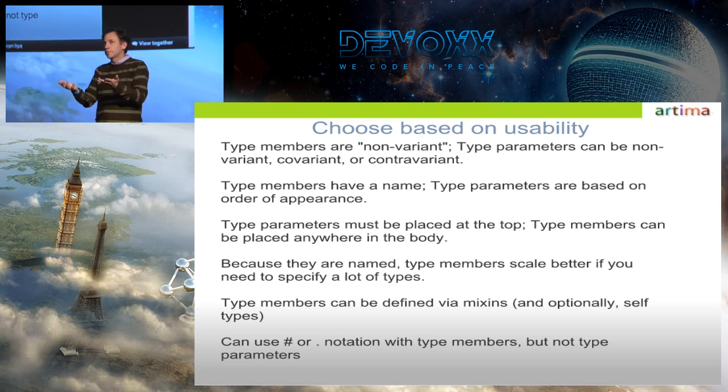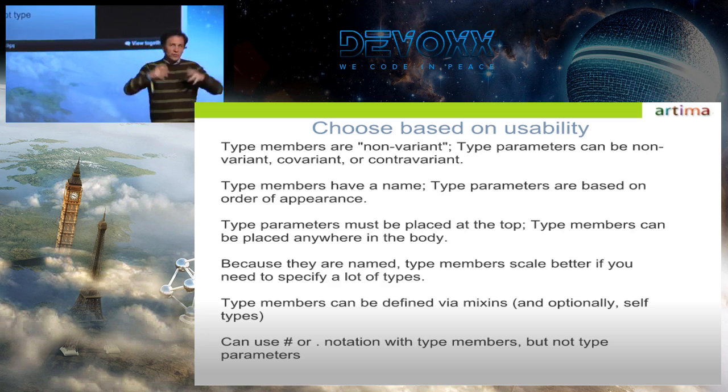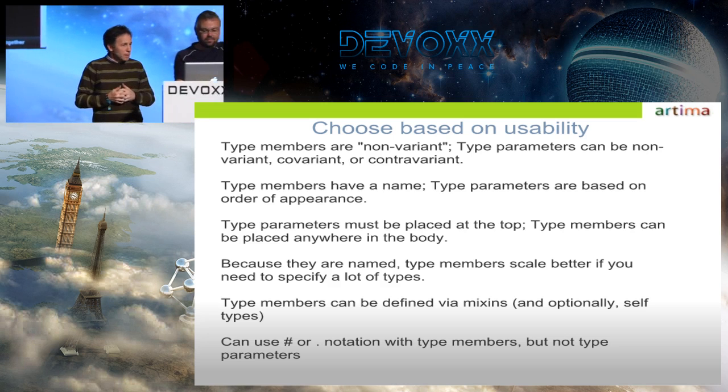So if you have a lot of type parameters, it's the same thing. It can be confusing which one's which. Because type members have names, it can be more clear. So I think they scale better for when you have lots of types.